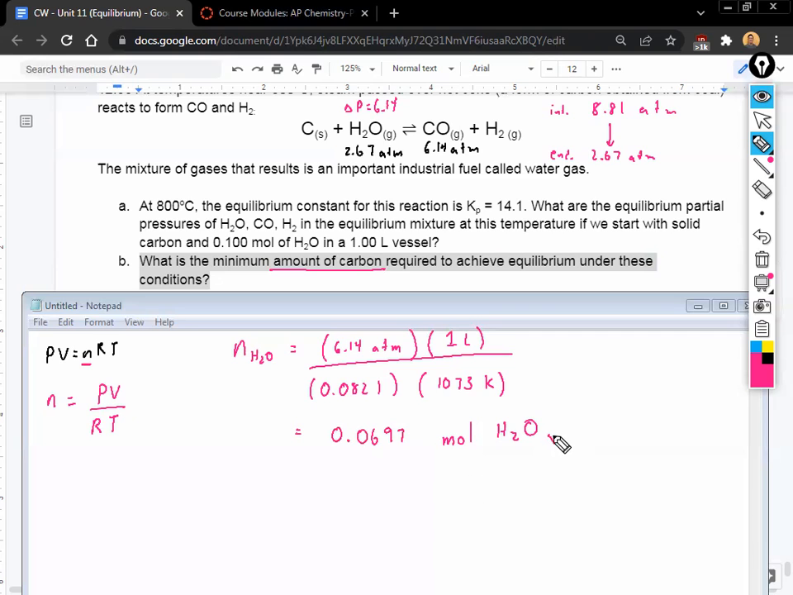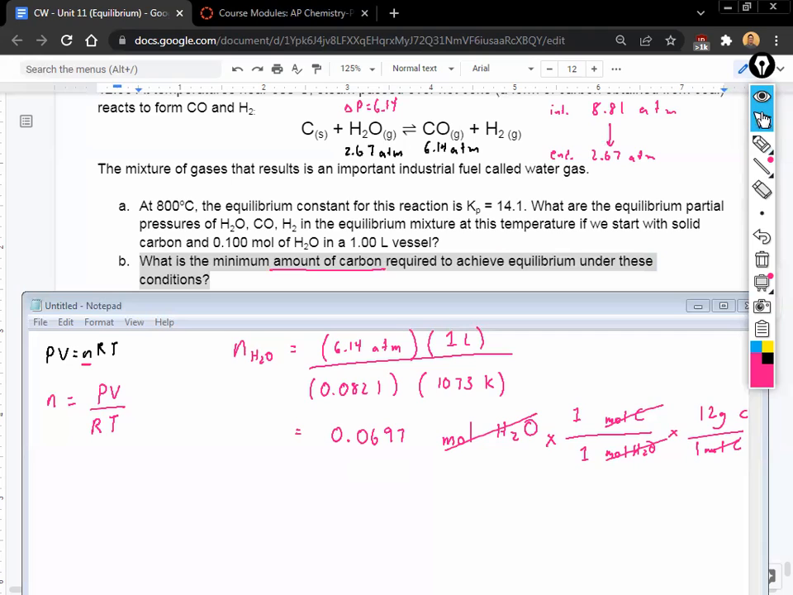All we need to do is set up a simple dimensional analysis. We're going to convert from moles of H2O to moles of carbon. What's the ratio? Yeah, 1 to 1. The moles of H2O will cancel out. And then we just need to convert using the molar mass. So 1 mole of carbon is 12 grams carbon. And then we just need to do 0.0697 times 12.